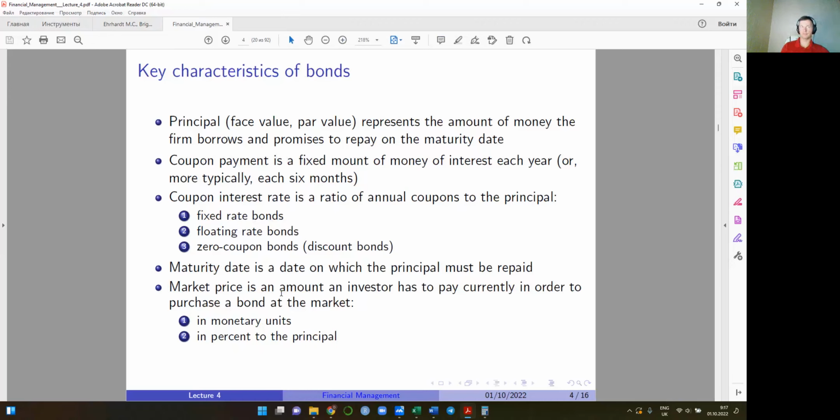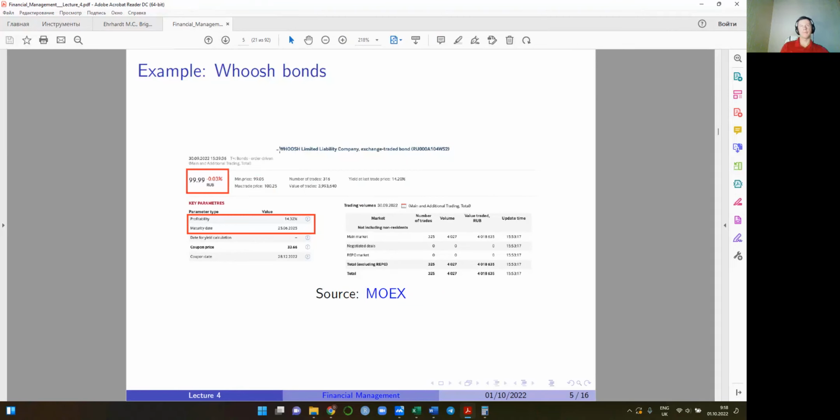So let's see an example. This is a particular example of one bond issued by a company Whoosh. I'm not sure whether you've heard about this. This is the operator of electric scooters. This is a Russian company that operates a huge fleet of electric scooters on the streets. So those of you who live in Russia, you must be familiar with this.